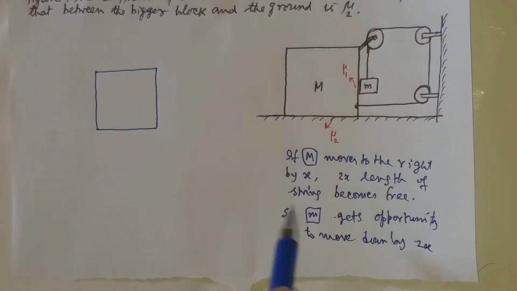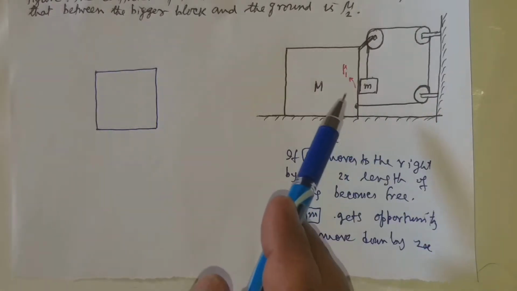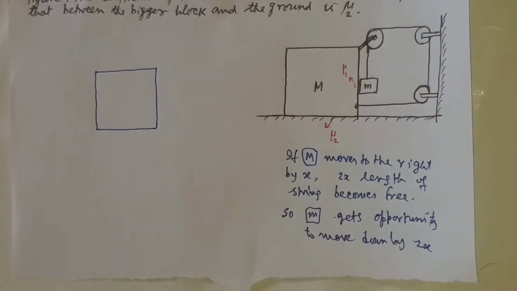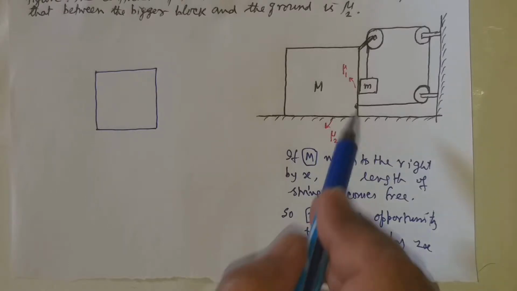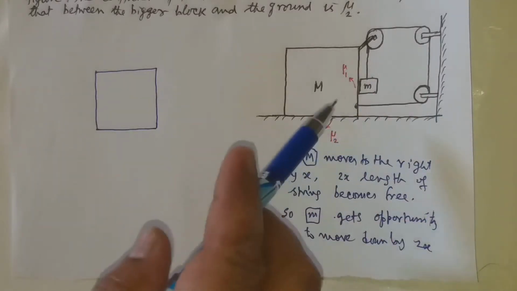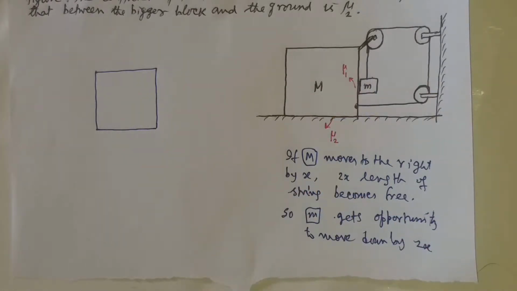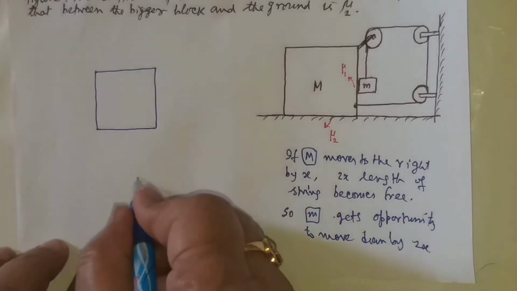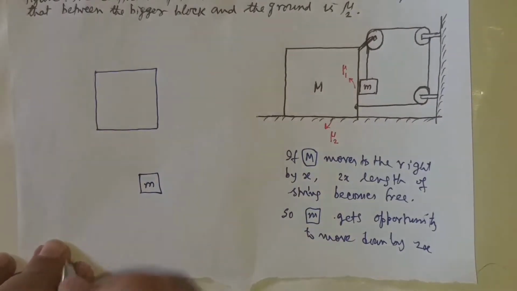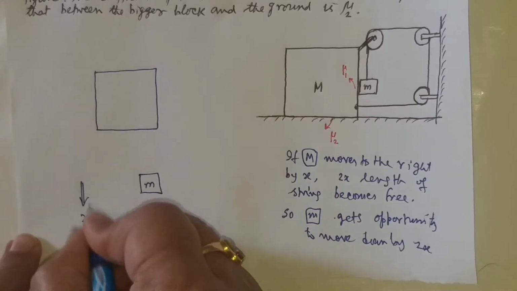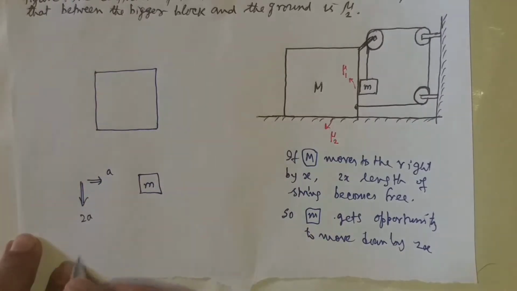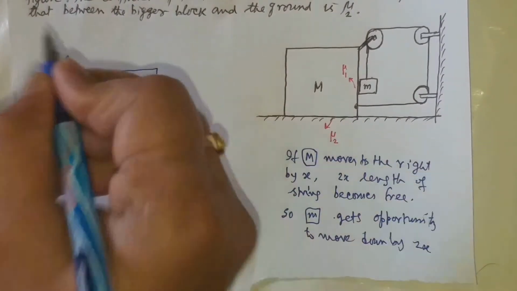Now when the small m moves down by 2x, simultaneously small m moves to the right also by x. Therefore if capital M is moving with an acceleration a to the right, small m will also be moving with the same acceleration a to the right, and simultaneously it will be moving down with an acceleration 2a. So let us take small m also. It will be moving down with an acceleration 2a and moving to the right with acceleration a, and this block of mass capital M will be moving to the right with an acceleration a.